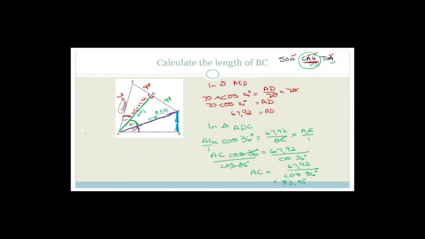Right, and now we're finally in our last triangle. So let's go to purple. So in triangle ABC, we've got the hypotenuse. This is the hypotenuse, this is the opposite side, and this here is the adjacent side of the 20 degrees. We want the opposite, and we've got the hypotenuse, so we have to use sine. So we're going to go sine of 20 degrees is equal to the opposite side, which is BC, over the hypotenuse, which is 83.95. So obviously then we have to multiply both sides by 83.95.